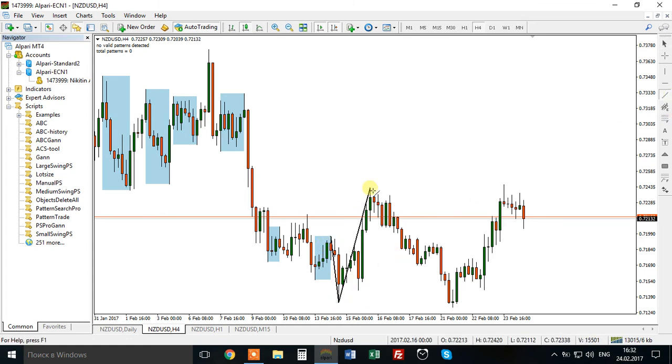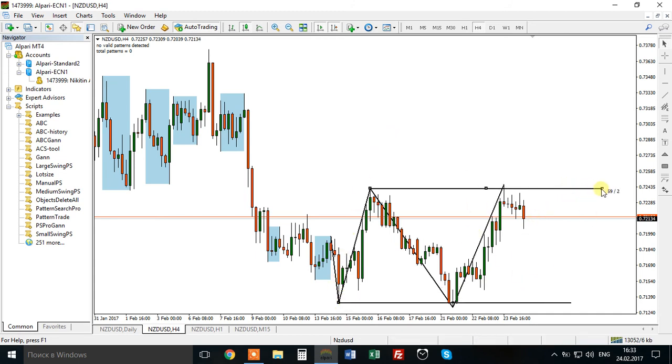Let me draw the last swings. Okay. Actually, when you have a consolidation, it is trading within some range. This is the range, and it can be trading for a long period of time within some range. And in this range, multiple patterns appear. Advanced pattern formations.